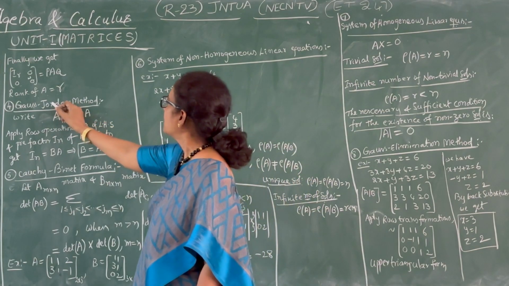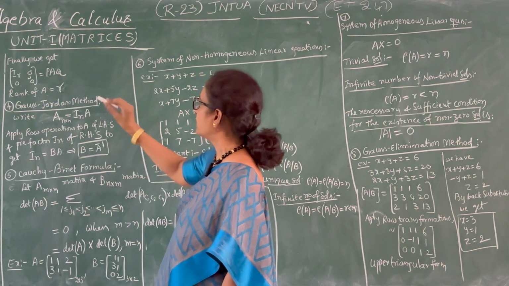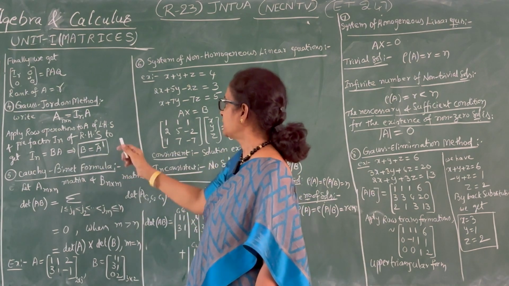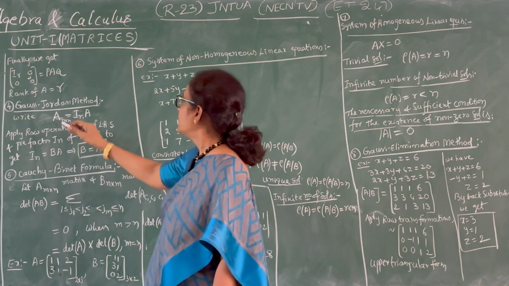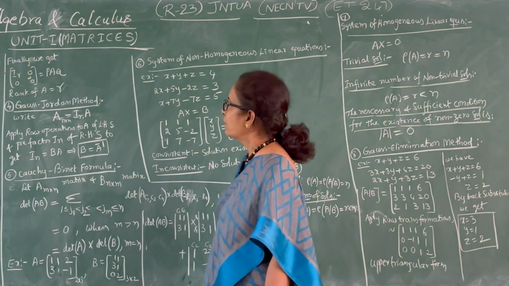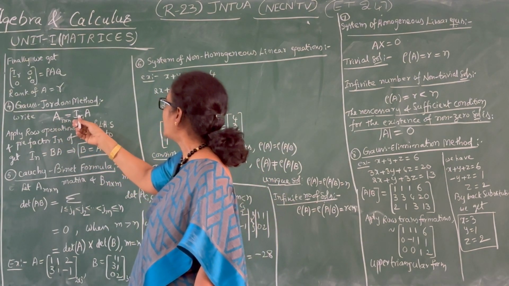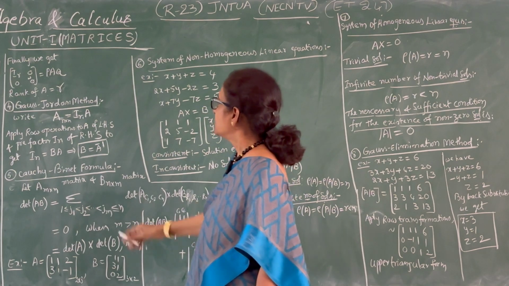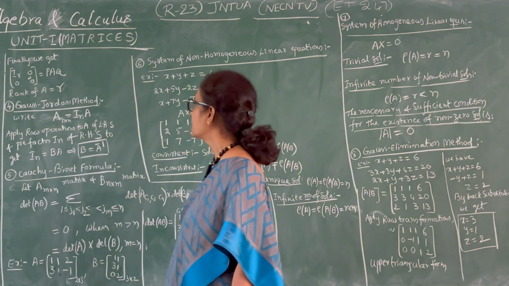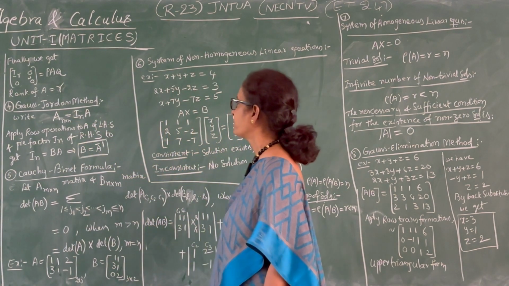Next topic is the Gauss-Jordan method. Using this Gauss-Jordan method, we are going to find A inverse for the given matrix A, so that A should be a square and non-singular matrix. In the first step, we write A of order n by n as A = In A. Second step, we apply row operations to A on the LHS and the same operations to In on the RHS.